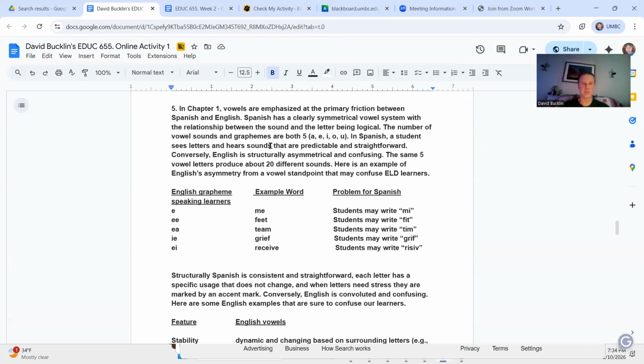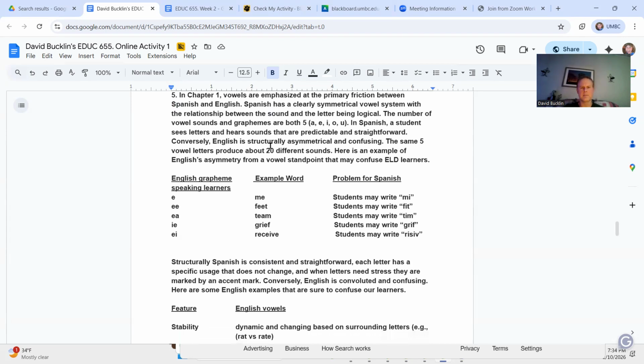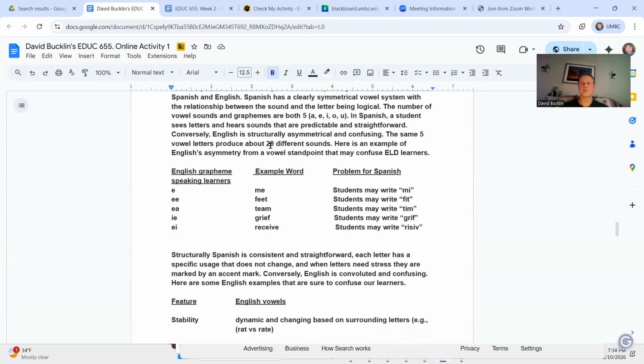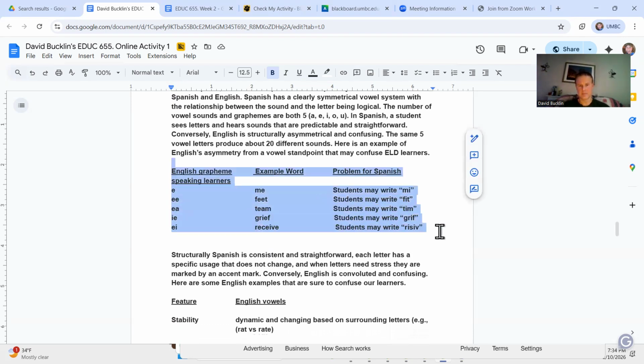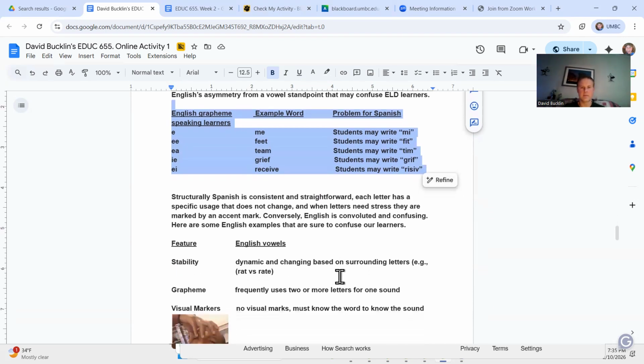Chapter one, vowels, are emphasized as the primary friction between Spanish and English. Spanish has a clearly symmetrical vowel system. Conversely, in English, 5 vowels produce 20 different sounds. And you can see the confusion for L1 Spanish speakers in terms of writing.